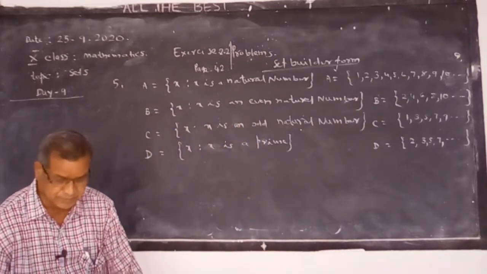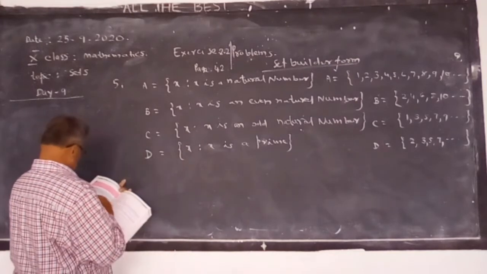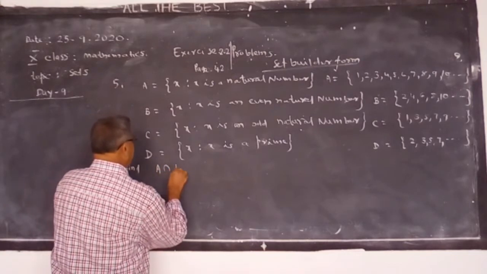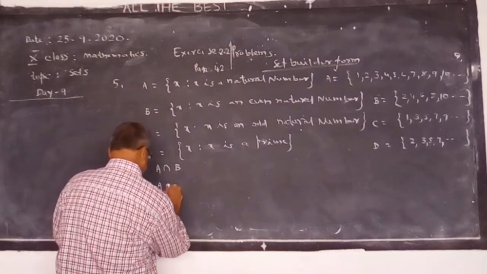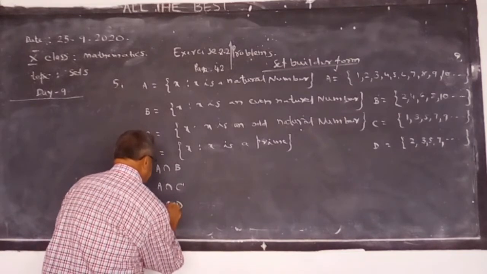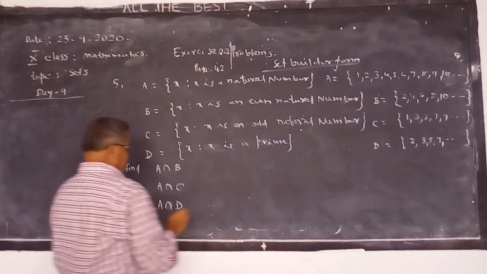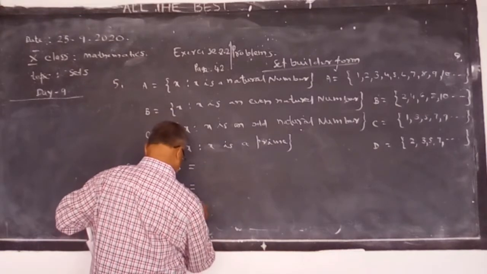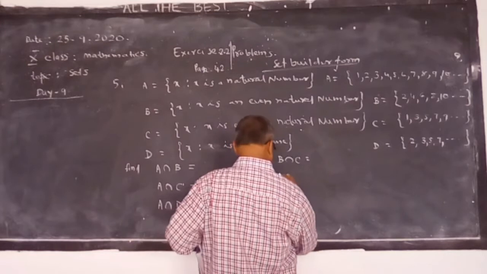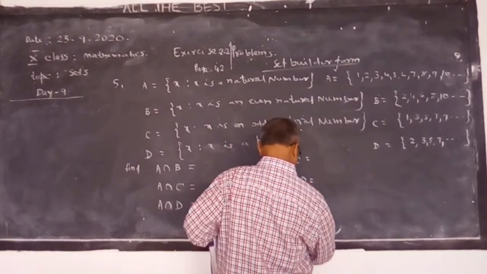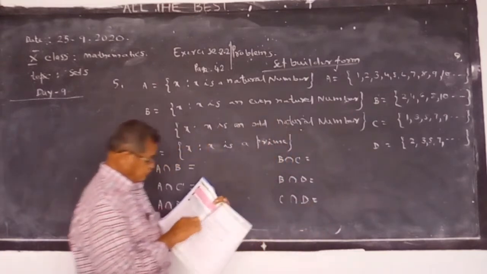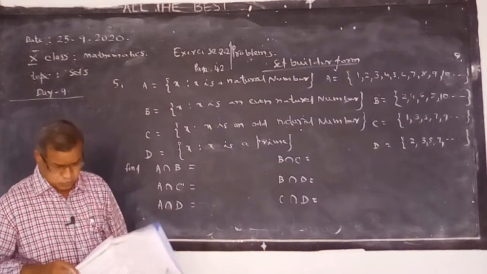Now, what is the question asking? Find A intersection B, second A intersection C, third A intersection D, and B intersection C, B intersection D, and C intersection D.